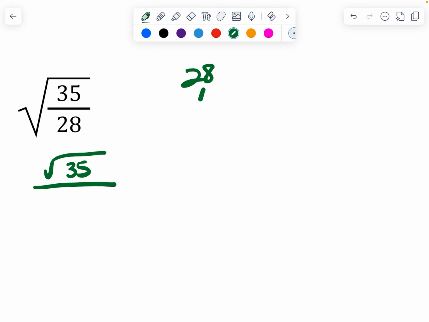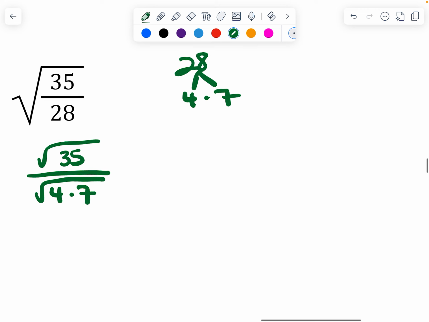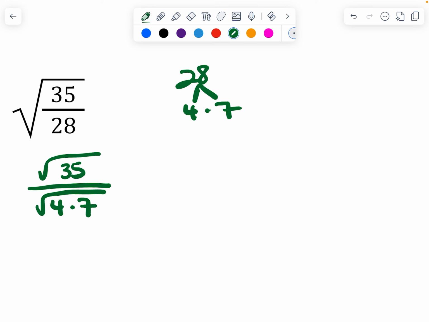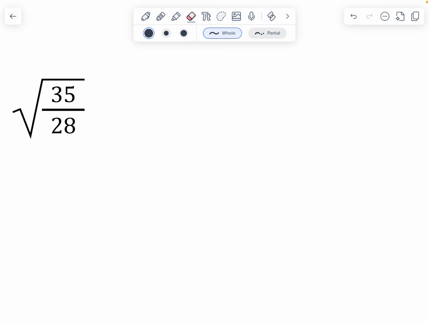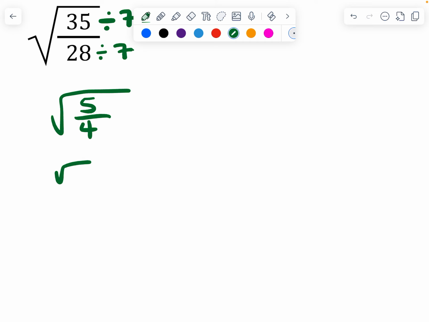28, though, that's 4 times 7. So 4 times 7. Oh, back up. I can simplify this fraction. Look at that, boys and girls. I did not pay attention. 7 goes into both of these numbers. So I get the square root of 5 over the square root of 4. I cannot do anything with the numerator, so I leave it alone. The square root of 4 is 2.